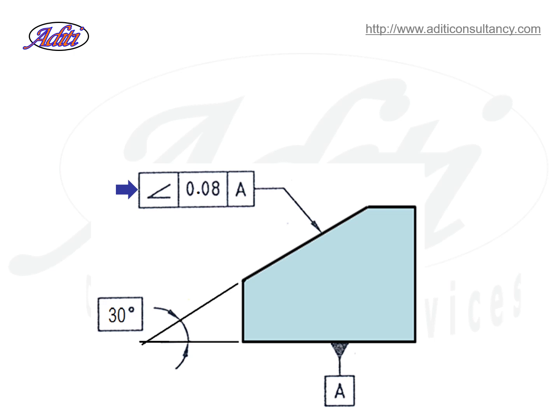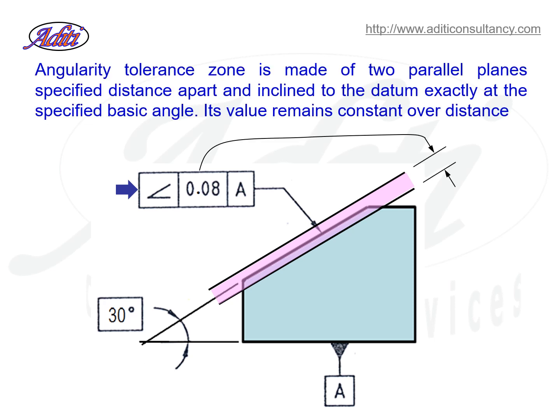The meaning here is the tolerance zone is made of two parallel planes specified distance apart, inclined to that datum exactly equal to this basic value. This distance between these two planes is a fixed value. It does not depend on the dimension of this part.